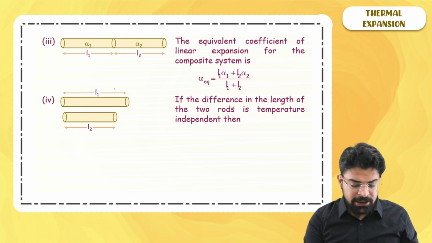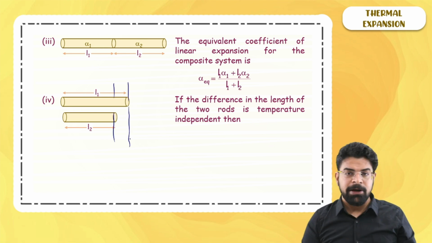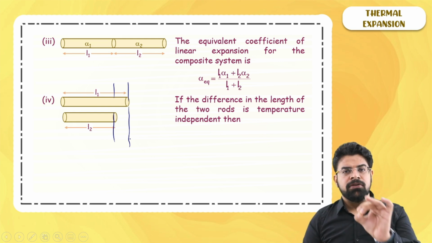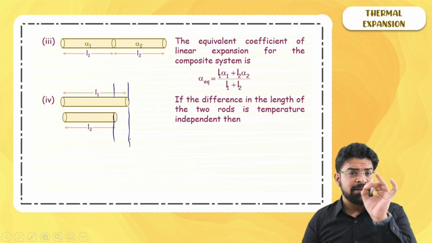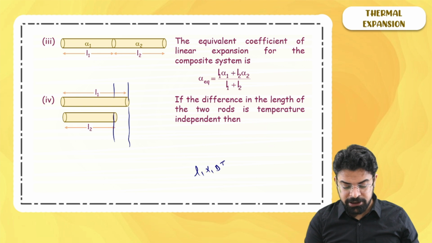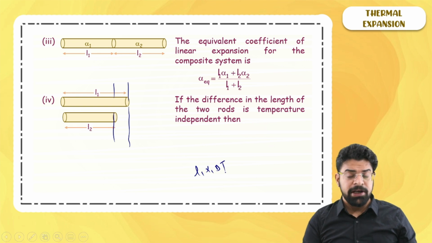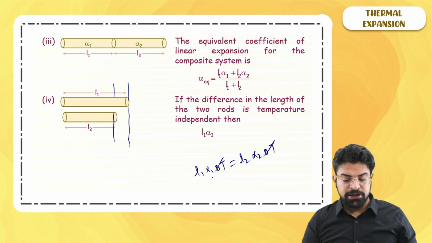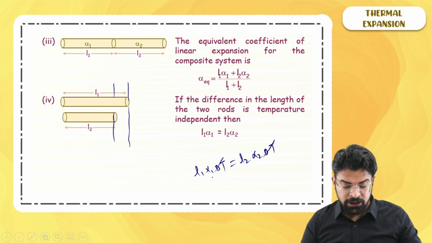If you want the difference in the length to be temperature independent, then the increase in the length of first rod should be equal to the increase in the length of second rod such that the difference in the length will remain constant. So you can simply say L1 alpha 1 delta T, the increase in the length of first rod on heating, has to be equal to L2 alpha 2 delta T. Cancel out delta T, you simply get L1 alpha 1 equals L2 alpha 2.